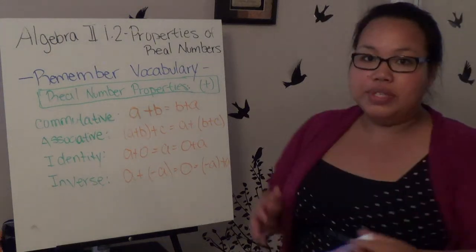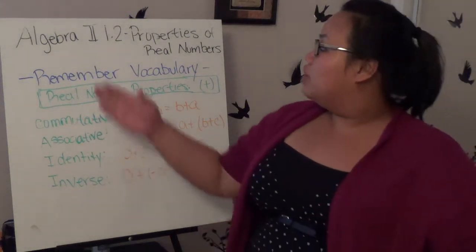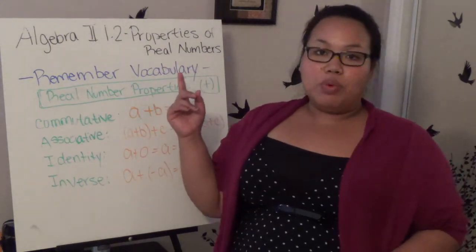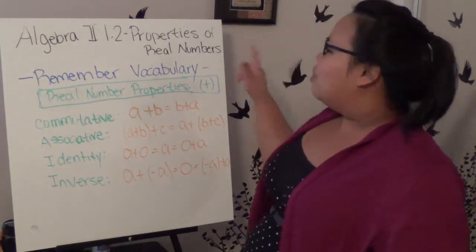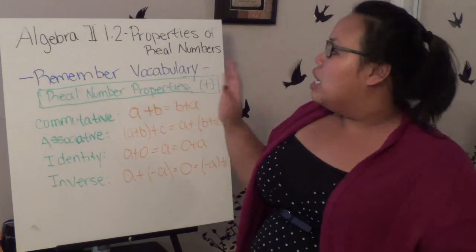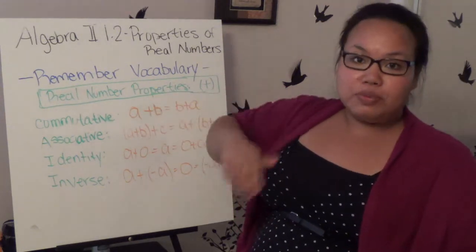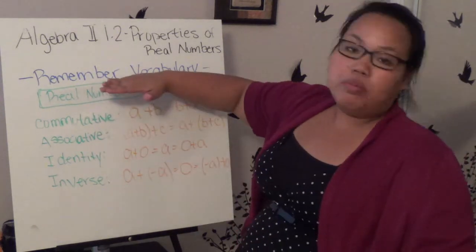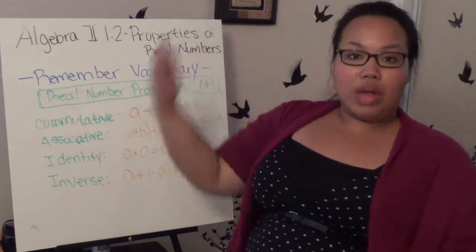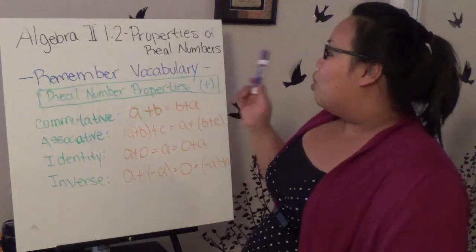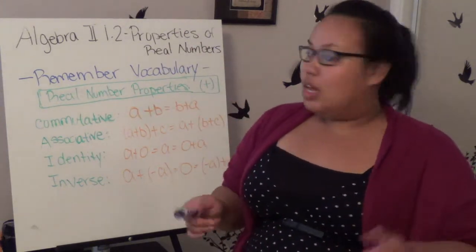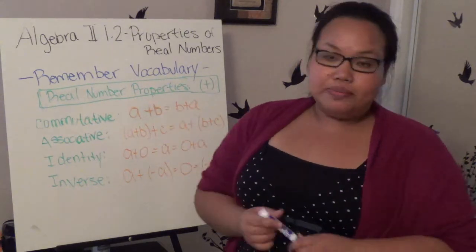I hope the first video was helpful, and now we're going to go into Algebra 2 section 1.2, and we're going to be dealing with properties of real numbers. Now please don't forget, before you start this video, to do the vocabulary. Those are all the highlighted words. So go ahead and pause this now if you haven't, and then we're going to start.